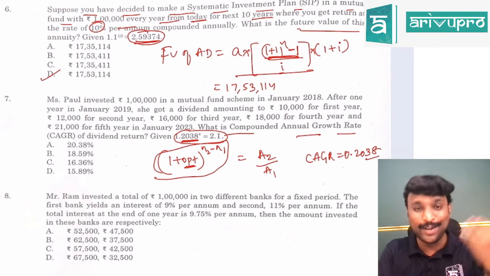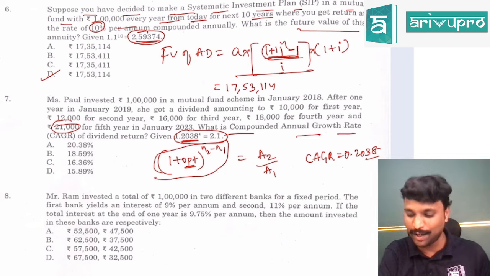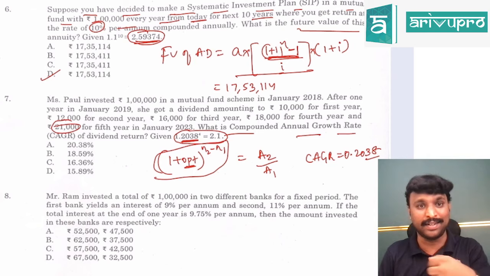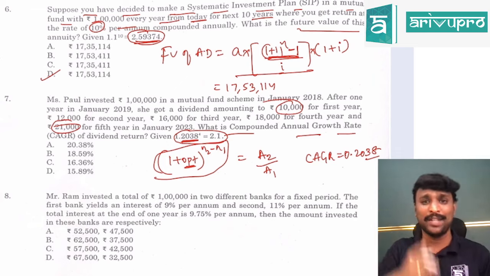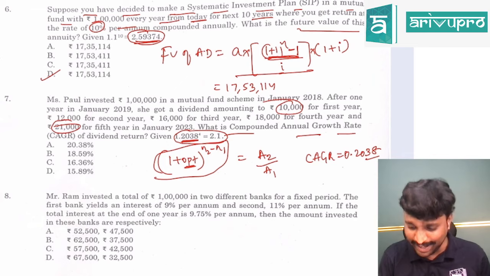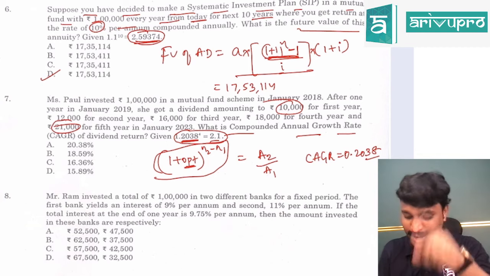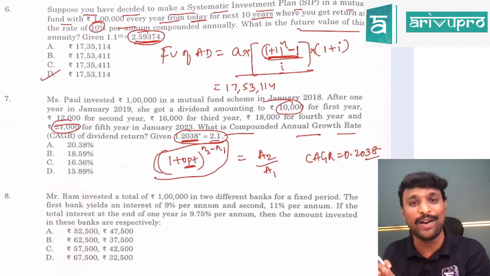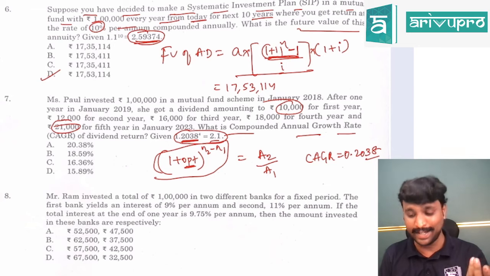Guys, you need not take all the values at all. Basically A2 is the last year amount, which is 21,000. The first year amount is 10,000. 21,000 by 10,000 is 2.1. They have given that. So you need not consider anything at all. Look at the given data. So i is 0.2038. How much percent is it?